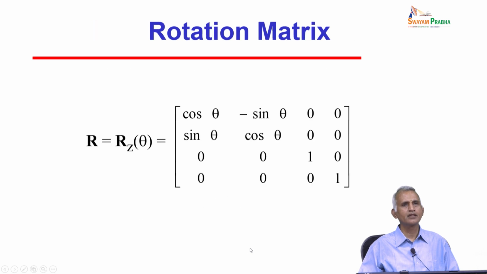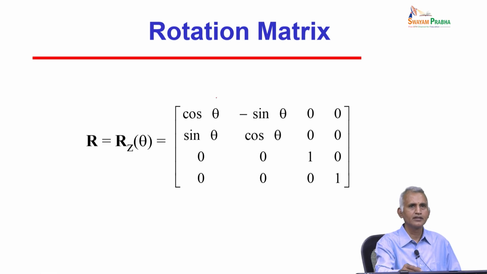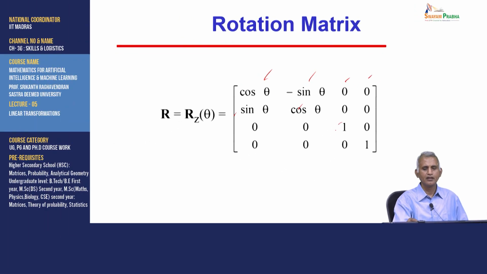And we have the rotation matrix r z of theta: this is cos theta, minus sin theta, rest of them 0, and here sin theta and cos theta, rest of them 0, and we have a unit matrix 1 0 0 1. If it is 4 cross 4 you have to write it like that, and this way we can enlarge to n cross n.